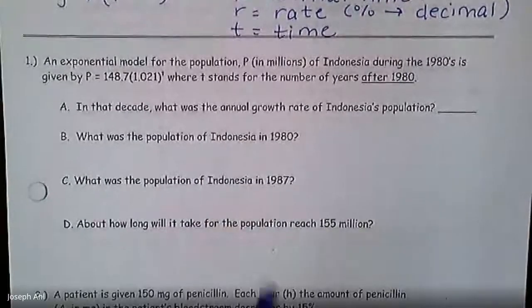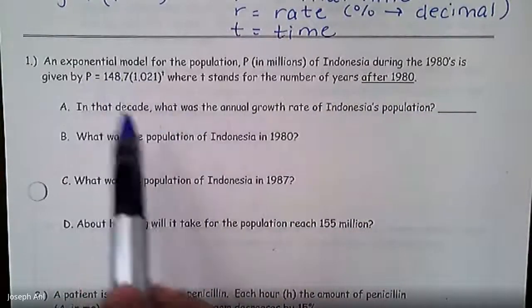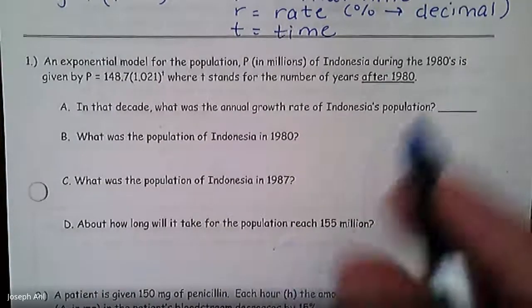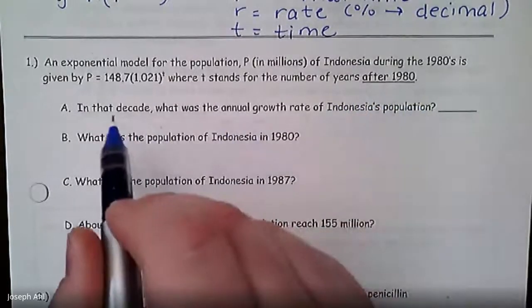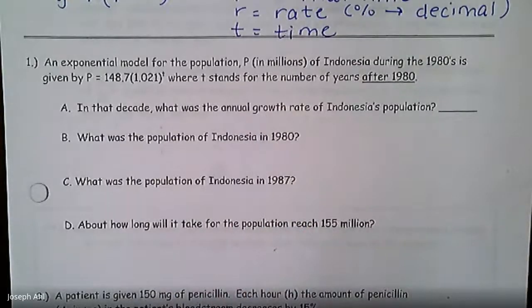So it says an exponential model for the population of Indonesia during the 1980s is given by this equation right here. P equals 148.7 times 1.021 to the t. And t is kind of important to pay attention to. It's the number of years after 1980. So it says, in this decade, what was the annual growth rate of Indonesia's population?